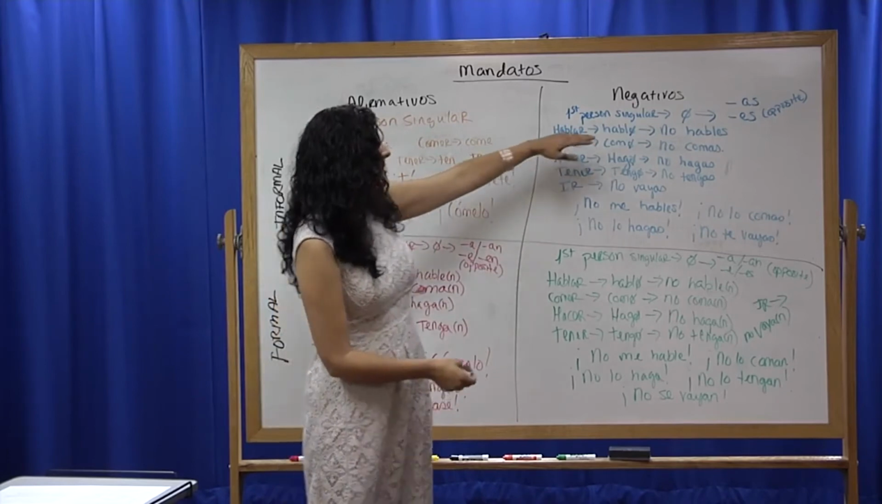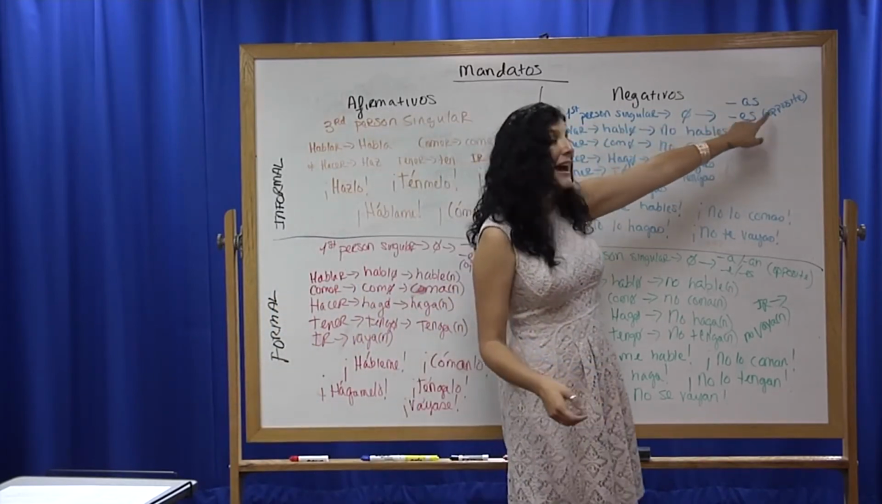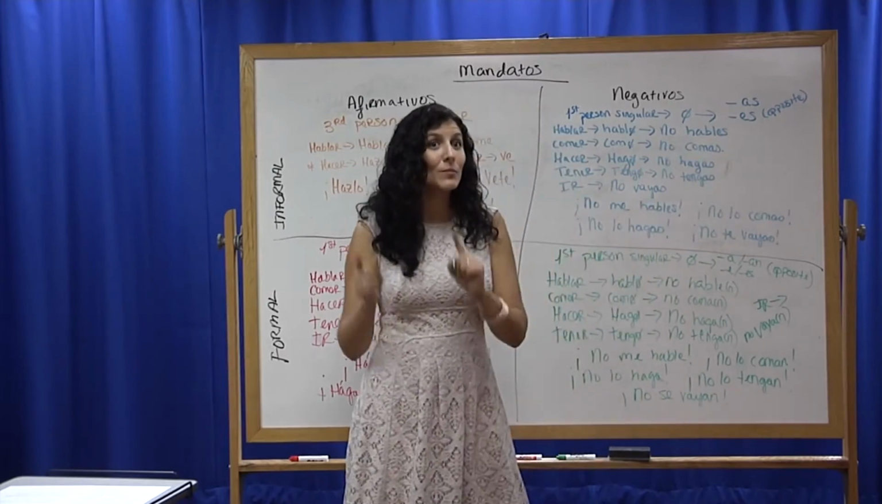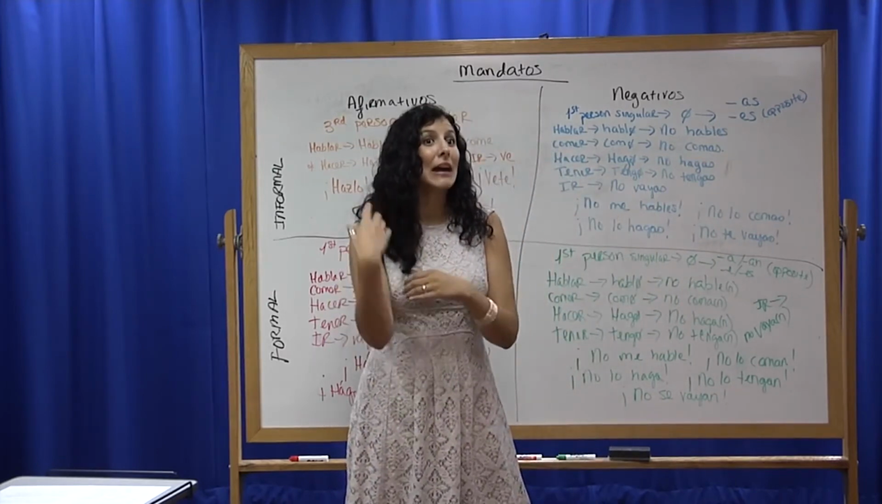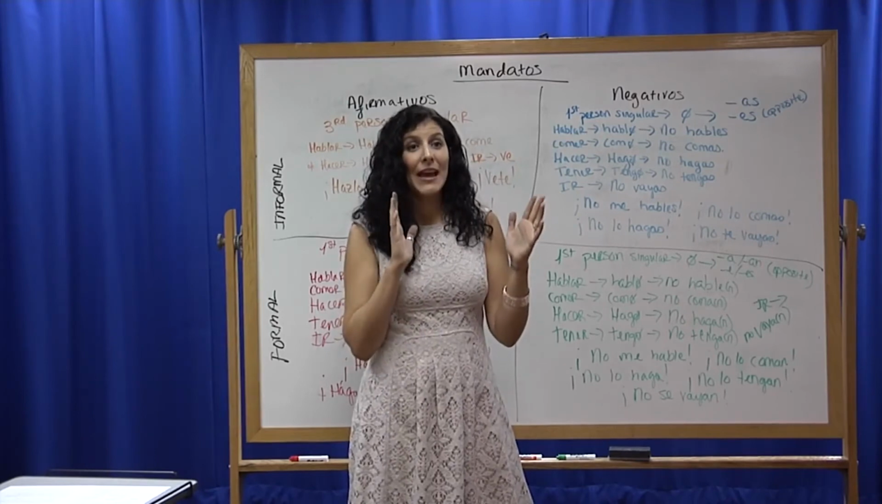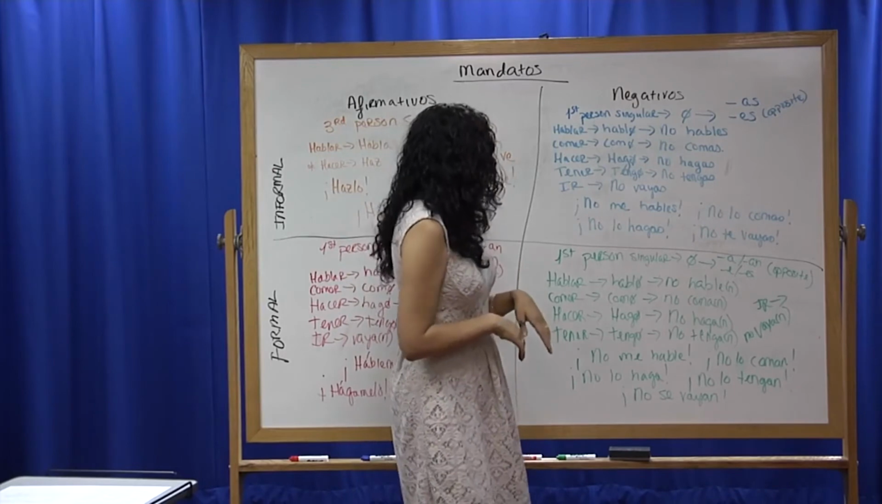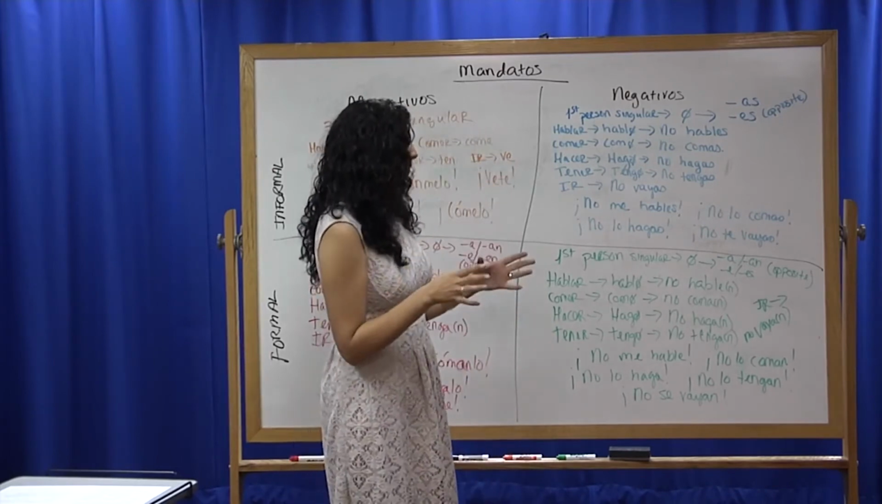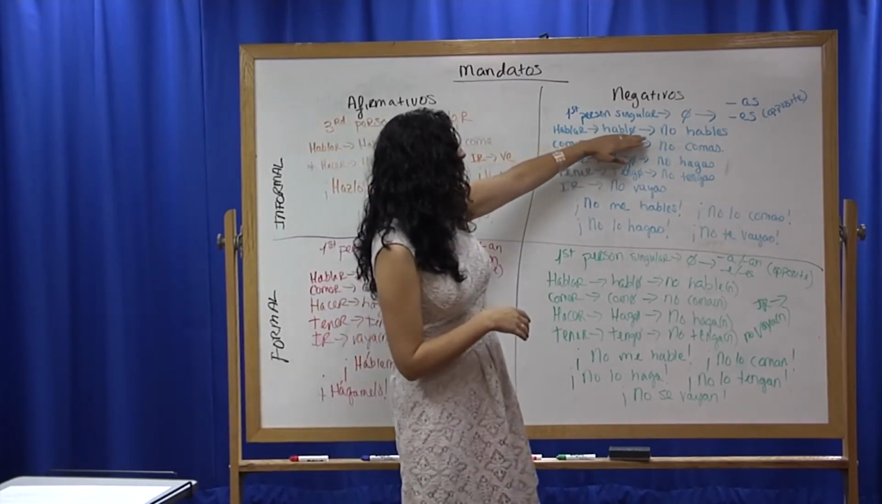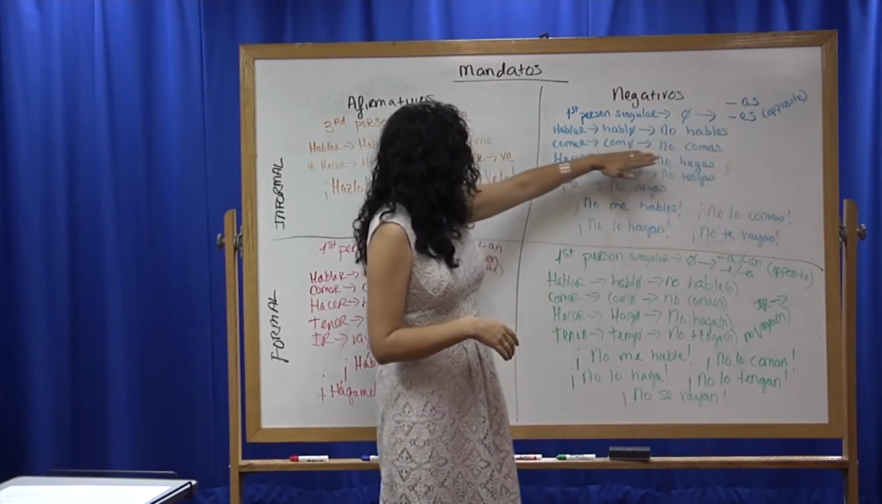So what we're going to do is we're going to have the first person singular, we'll take off the O, and then we're going to add an opposite just like we did with the formal commands. So we're going to choose the opposite. If it's an AR, we're going to choose ES, or IR, we're going to choose AS, and if it's an ER, we're going to choose AS, okay? So we're going to do exactly that, right? So hablar would become hablo, and then it would become no hables.